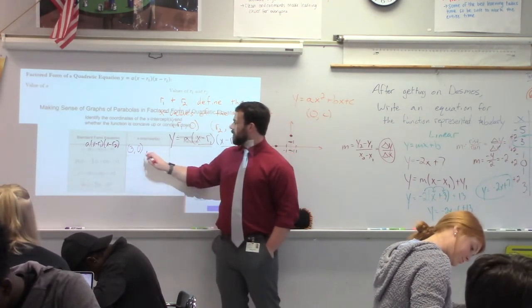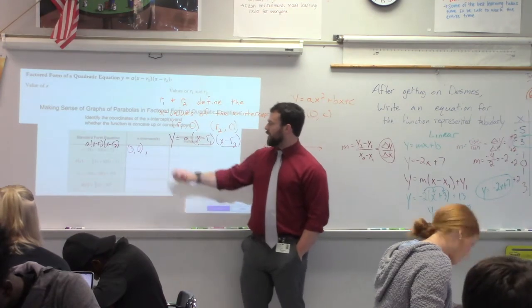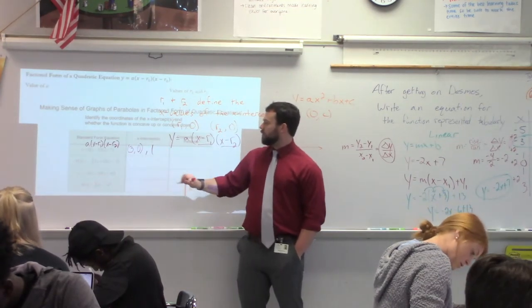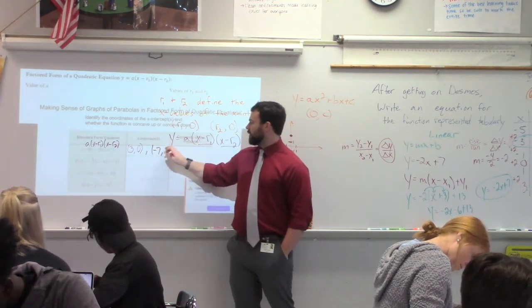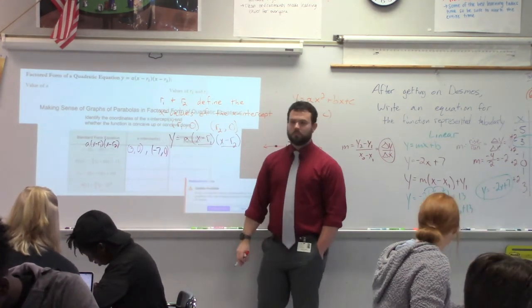And then for the other x-intercept, it would be -7, the opposite, comma 0.